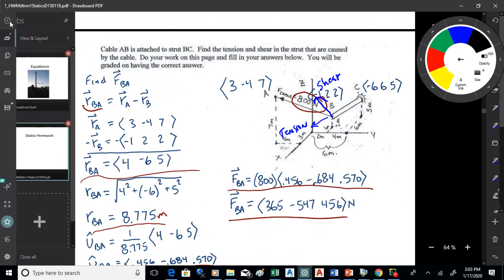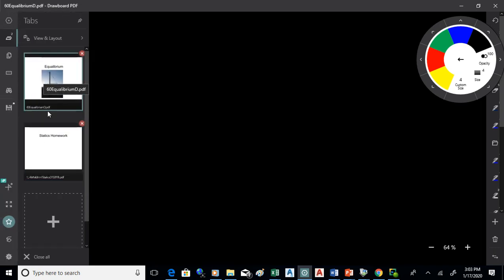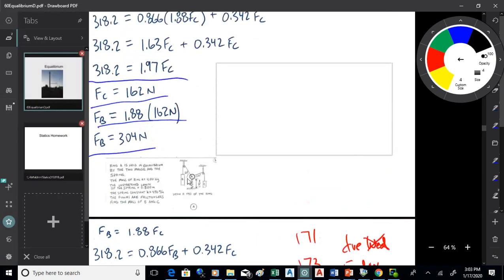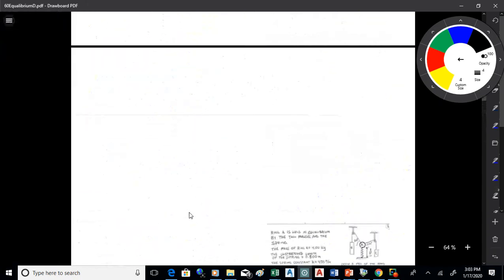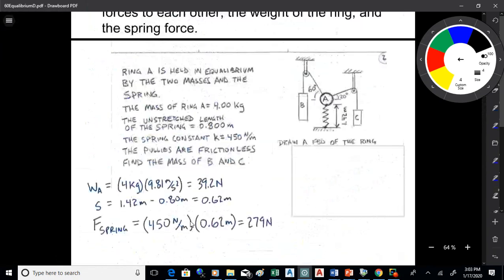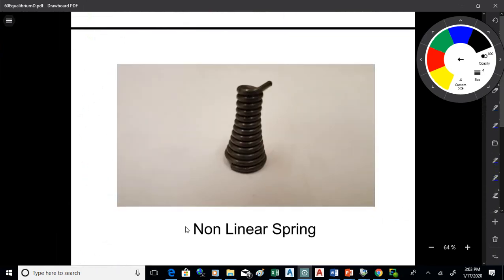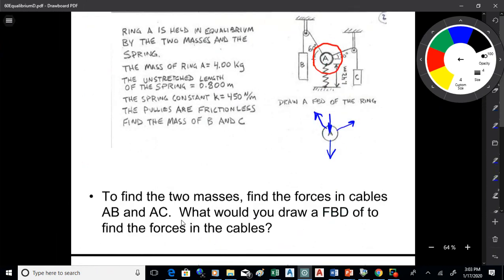All right, so we're doing equilibrium here, so let's keep having a look at that. So why don't we just kind of run through this one that we did again, just to kind of understand the deal here. So what we had was a ring that was in equilibrium. And the cables are what's holding it in equilibrium. So the goal here, what we're trying to accomplish, is find the masses, B and C, that are required to keep that ring in equilibrium.